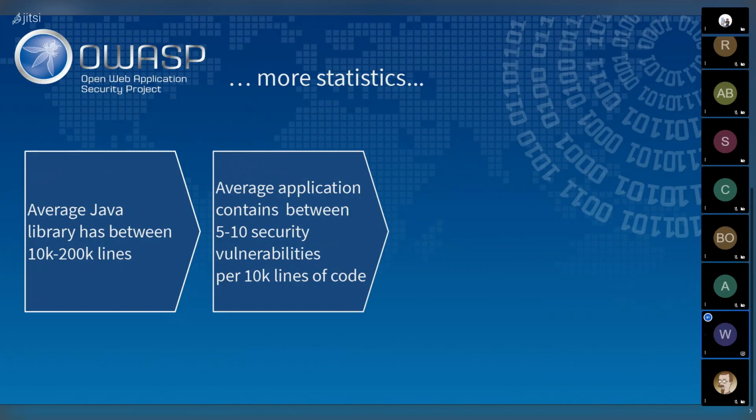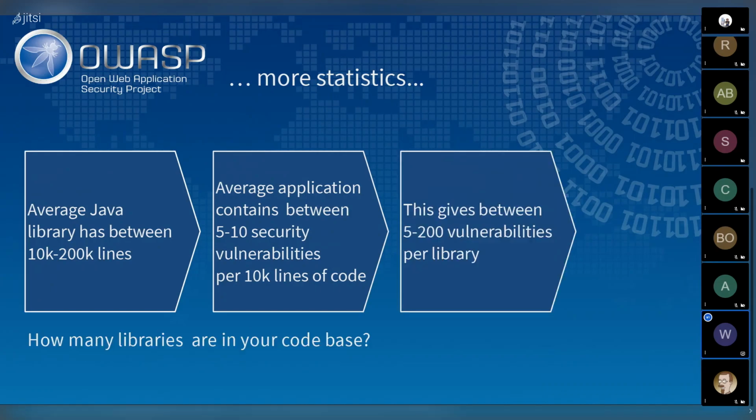So do you remember my questions from before? How many libraries are in your code, and how many vulnerabilities do you think you have? Moreover, according to the OSSRA report made by Black Duck, which I mentioned earlier, around 84% of the code which they analyzed contains at least one known vulnerability.